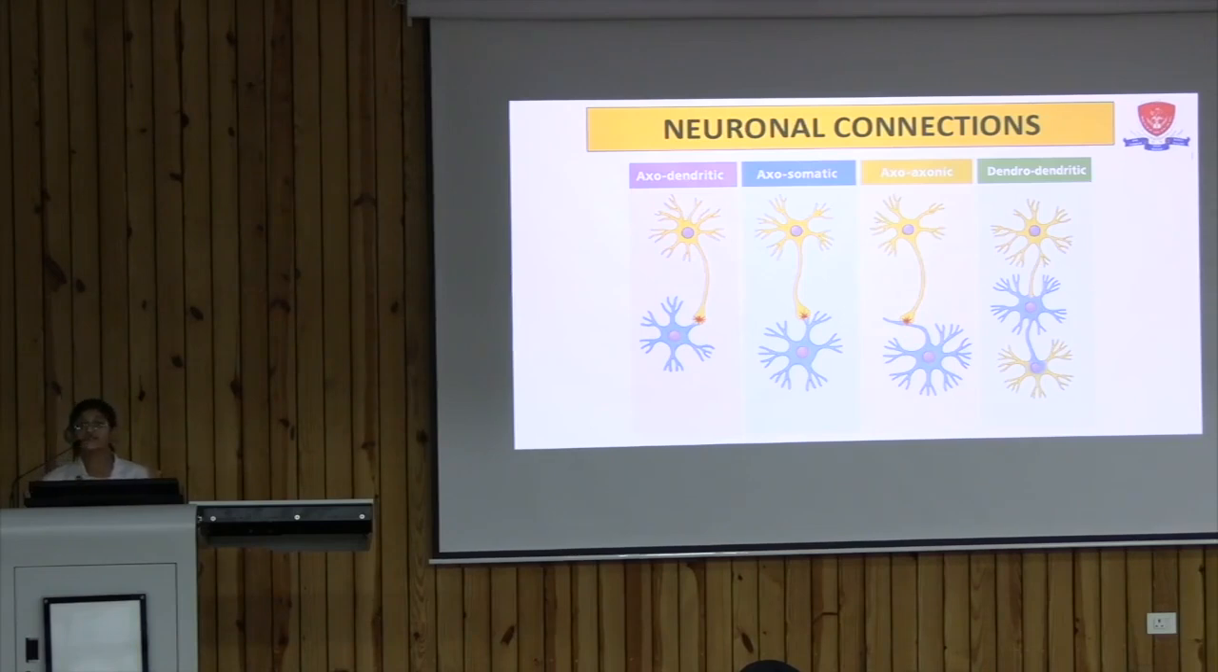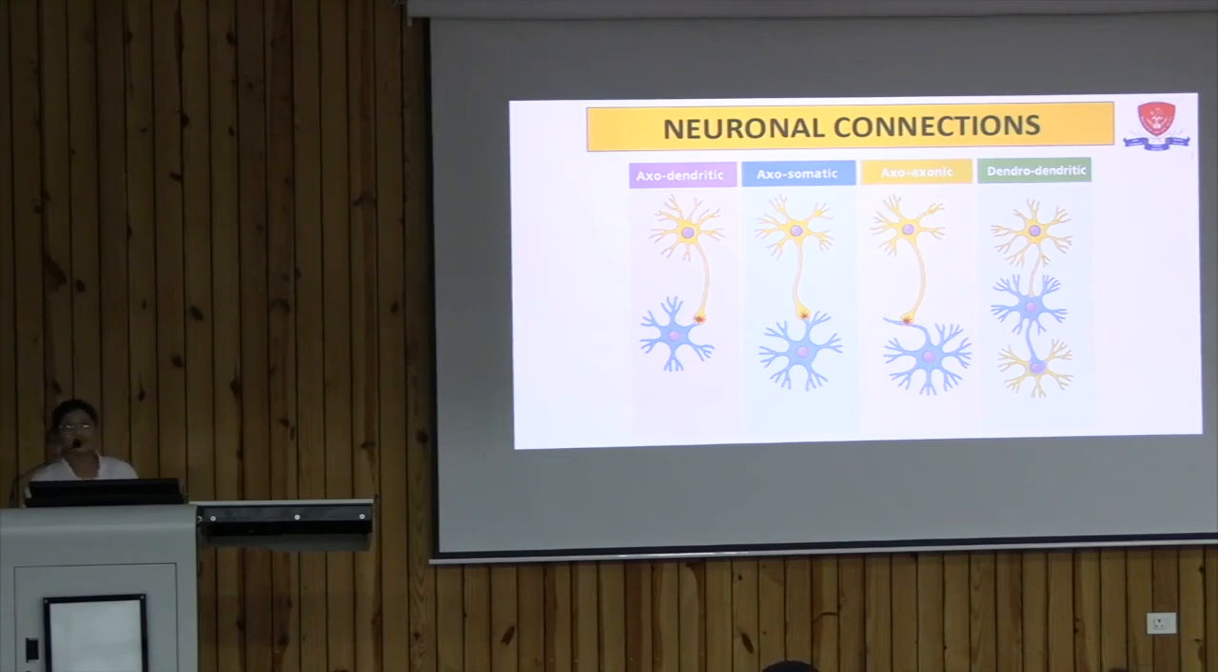Neuronal connections refer to the ways neurons communicate and link with each other to transmit signals in the nervous system. These connections form neural circuits that are fundamental to sensations, movements, thoughts, and emotions. Types of synaptic arrangements are axodendritic, in which the axon of one neuron connects to the dendrite of another. This is the most common type.